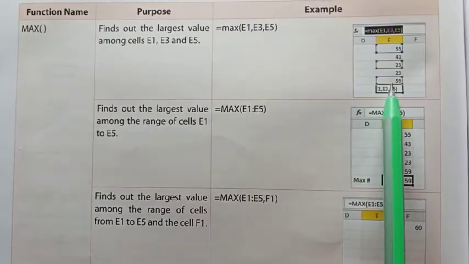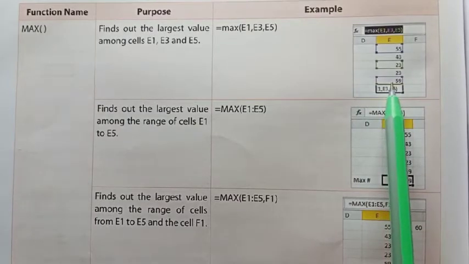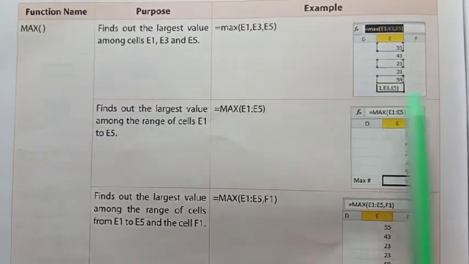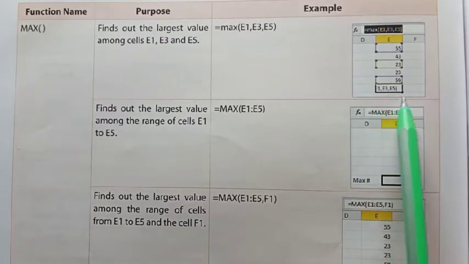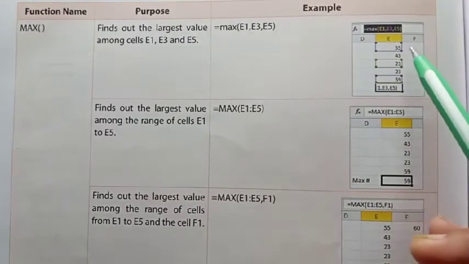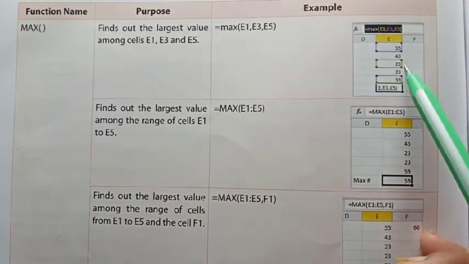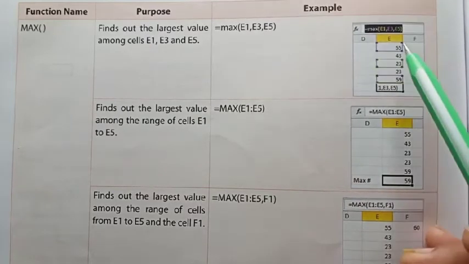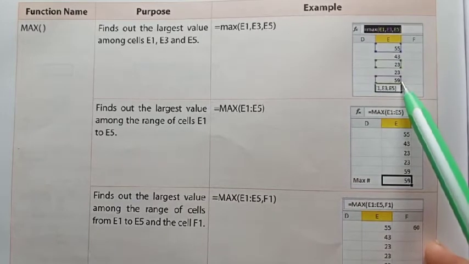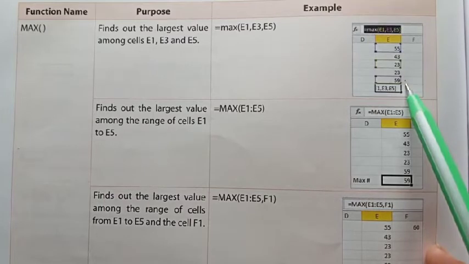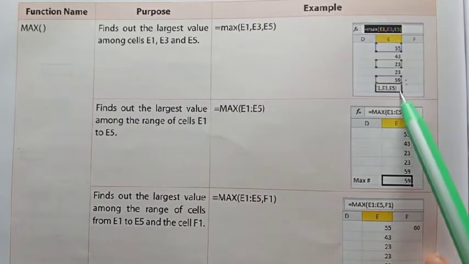That means you are asking the system to find out the maximum value out of the given values in the cells E1, E3, E5, and this is written over here. In this cell you have mentioned the formula. Now you can see in E1 it is 55, in E3 it is 23 and in E5 it is 59. So of all these three, E5's value, that is 59, is the maximum. So you will get the answer as 59 in this cell.